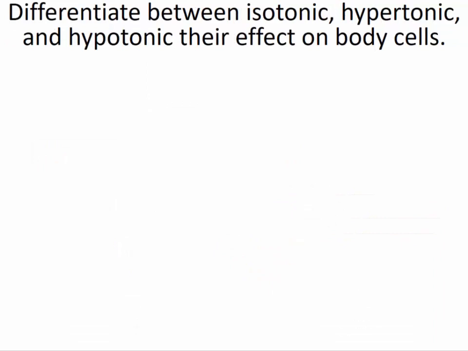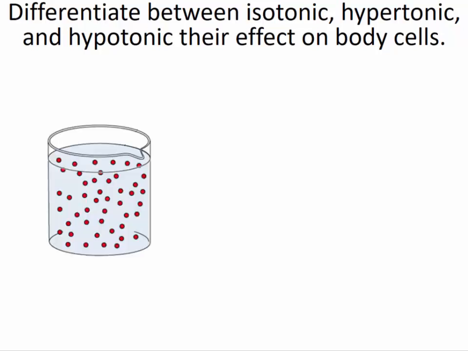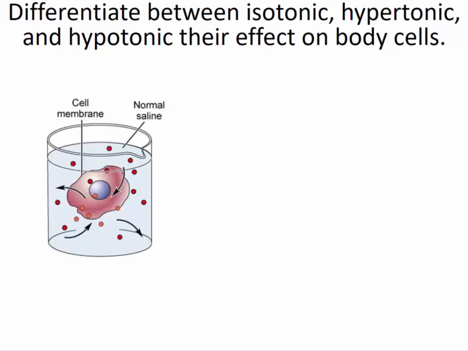Now we want to look at a few other definitions differentiating between these terms, so that we can better understand and pull together how all these concepts work and relate to the effect on body cells. So here we have a beaker with again solvent in it and then solute. Imagine we were to put a cell into that solution. The solution is being described here as normal saline. What that means by normal is that it has the same concentration of solute as is found inside the cell in the cytoplasm. What we would call this then is an isotonic solution.